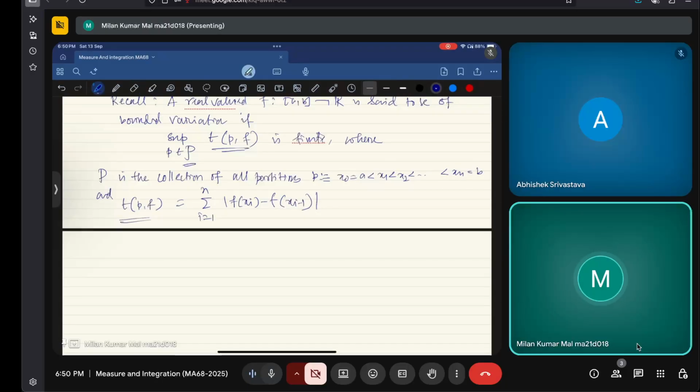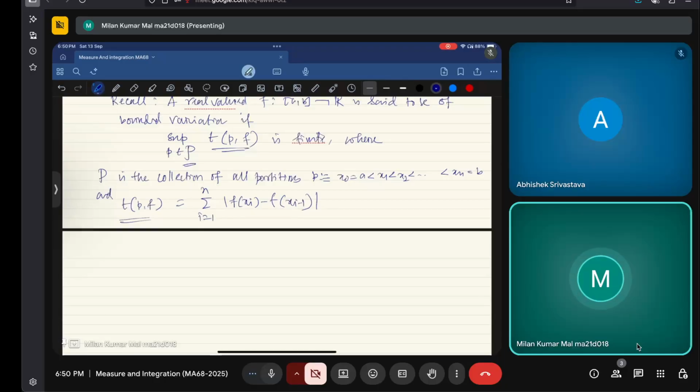Now, if I take the collection of all partitions of any length and consider V(P, f), then that will give some value that can be finite or infinite. But here it will be finite because f is a real valued function and we are considering a fixed partition. So this is finite for each fixed partition, but the supremum need not be. If the supremum exists finitely, then we say the function is of bounded variation.